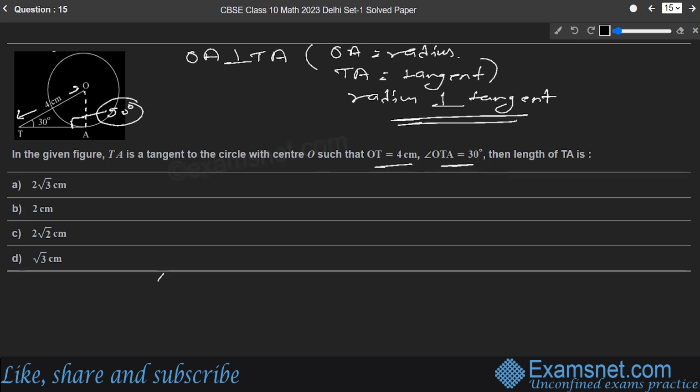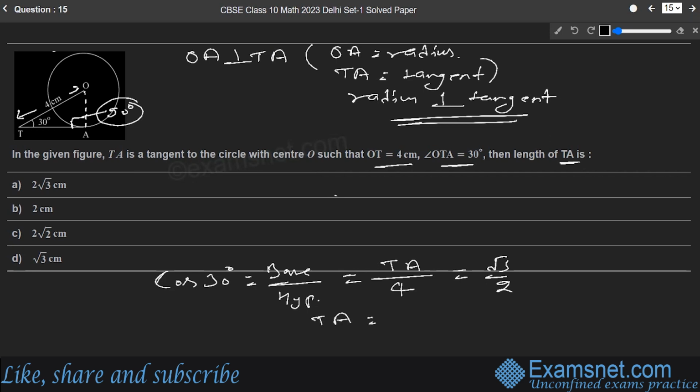Now, what is required is TA. So we can use cos theta, because cos 30 degree is nothing but base upon hypotenuse. Cos of anything is base upon hypotenuse. So base of the triangle OAT is nothing but TA. Hypotenuse is already given out to be 4 and the cos 30 value is nothing but root 3 by 2. So by using this we can find out TA.